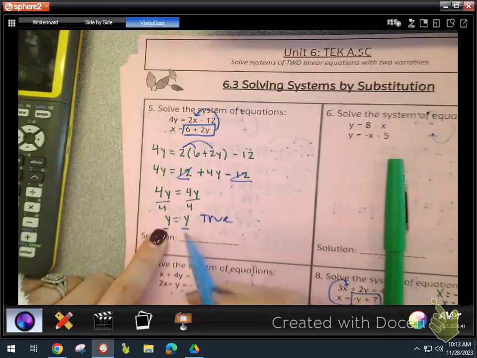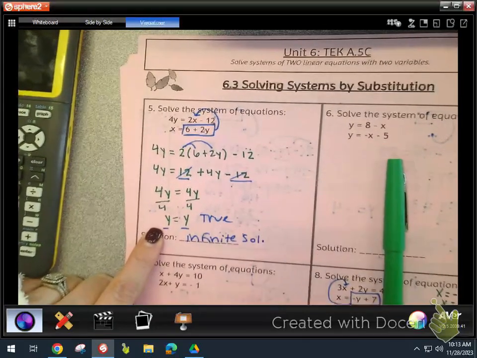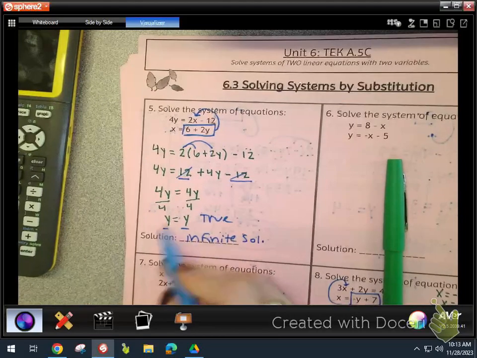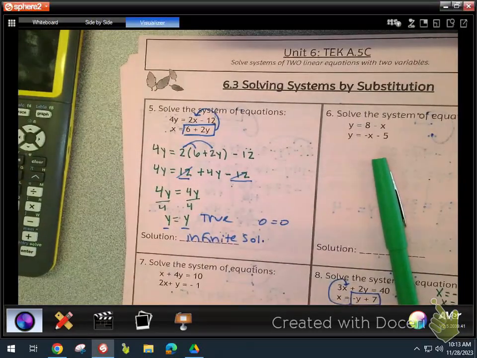It's infinite solutions. So you don't have to do anything else. If you moved it over, you would have 0 equals 0, which is true. This is one of those weird cases that can happen. If you're left with a true statement, where the left and the right are identical, like 4y equals 4y, that means it's going to be infinite solutions. These two equations are the exact same line. They don't look like the same line, but they are.